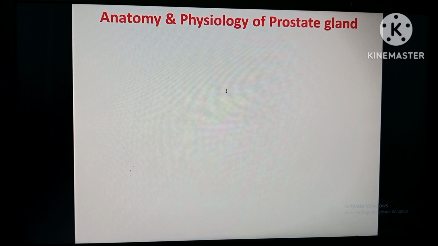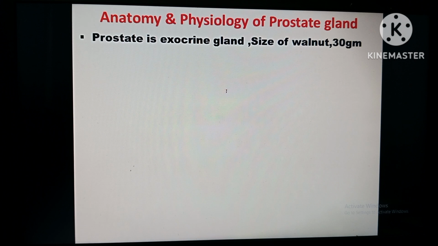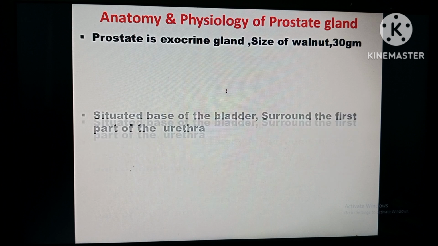Regarding the prostate gland, let us see the anatomy and physiology. So, what is the prostate gland? The prostate gland is an exocrine gland. It is the size of a walnut, 30 grams. It is one of the genito-urinary reproductive organs of the male, commonly affected by benign and malignant neoplasm. Benign enlargement of the prostate gland is extremely common, especially as age advances.